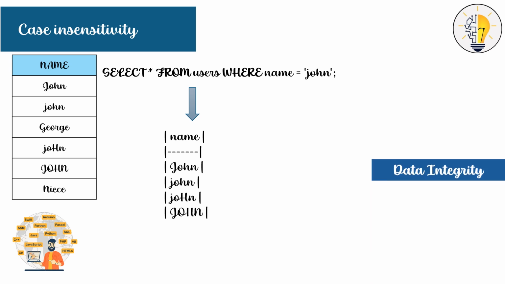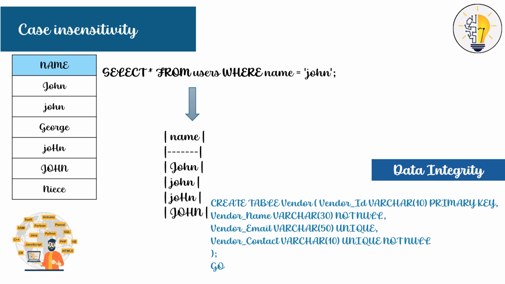Next is data integrity. Here data consistency is maintained by specifying not null, unique and primary key. So before creating a table, we ensure that the table doesn't have null values. It is always unique and also has a primary key to communicate between the query and the database. This is the way you define the primary key, not null and unique keywords.